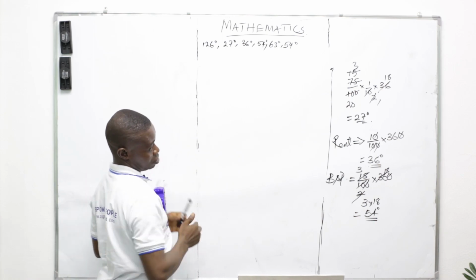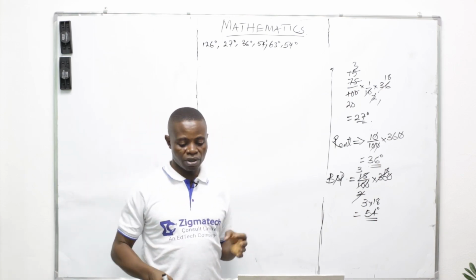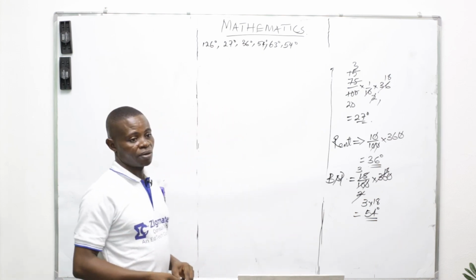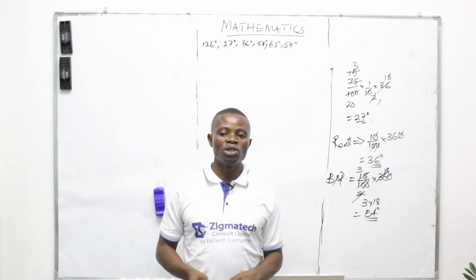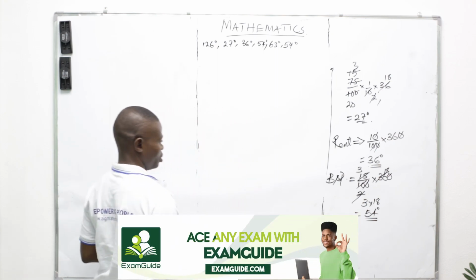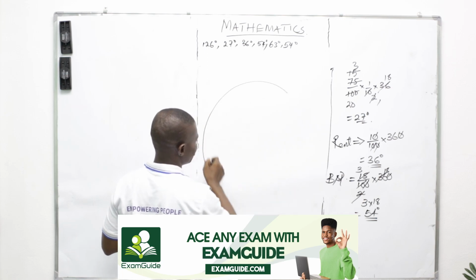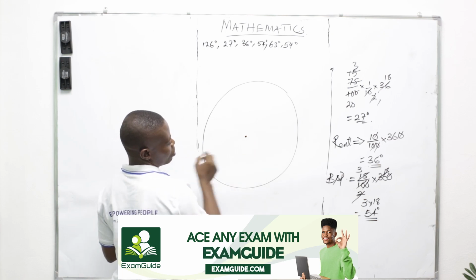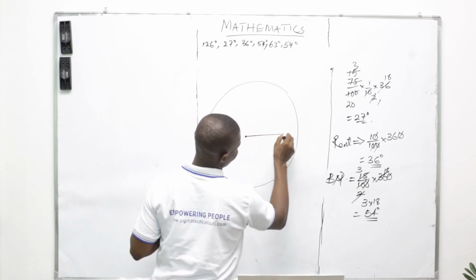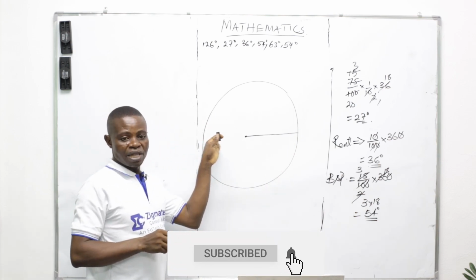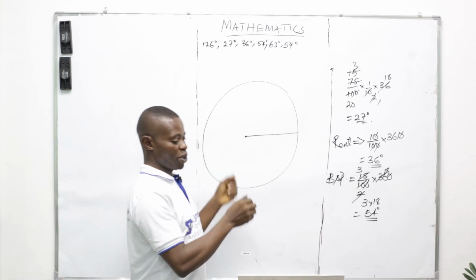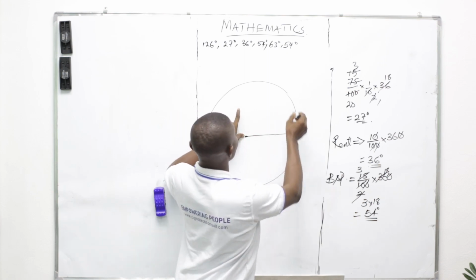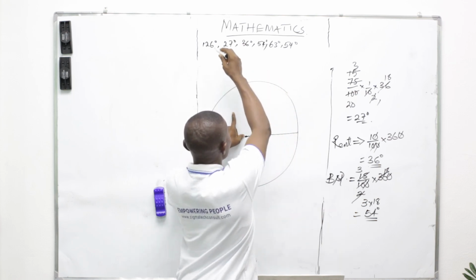At this juncture, all you need is your mathematical set, your pair of compass. Draw a circle, then use your protractor to measure all the angles. The midpoint of this circle creates a radius. I didn't mean diameter, just a radius. So place your protractor here, measure the first angle, that is 126.